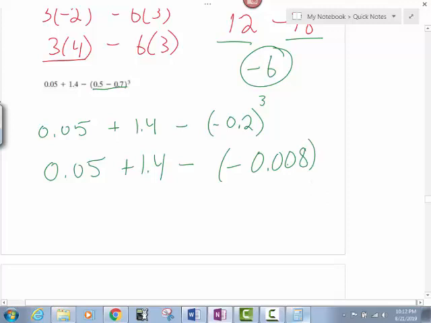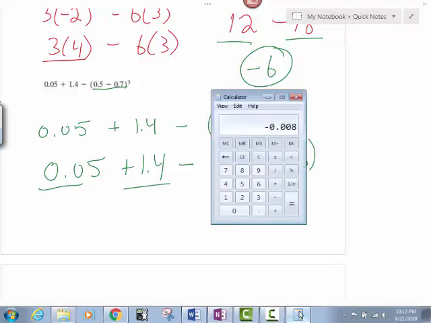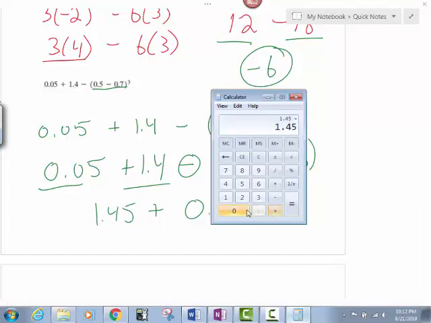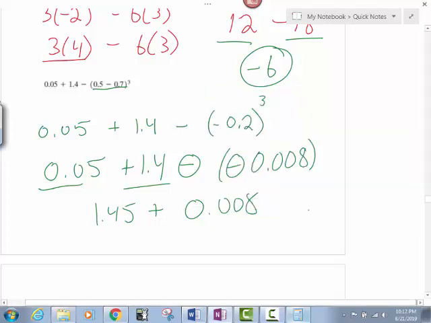Okay. So now let's go ahead and add these two numbers together. So I'm going to take my calculator here. 0.05, excuse me, plus 1.4, 1.45. Okay. Now remember, minus the negative. We're going to change that to a positive. We're going to take the opposite of that number there. Okay. So now 1.45 plus 0.008. Here's our answer, 1.458.